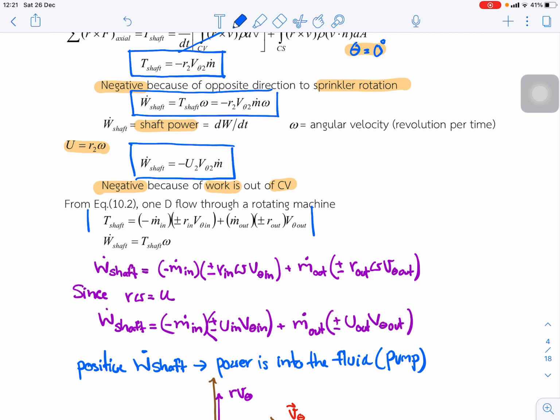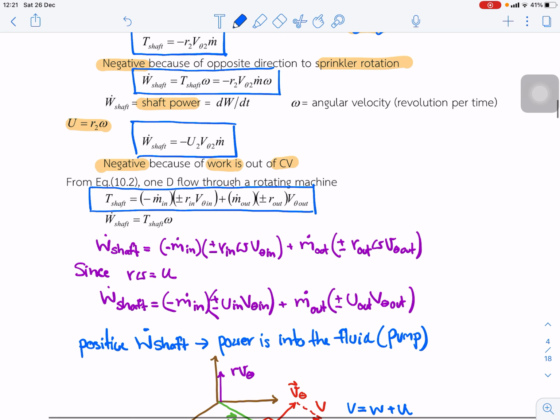And finally, we get this term from the transport theorem in the case where we have inflow and outflow. If we convert this term to work, we get the next term, and from this term we get the work, the shaft power, from this sprinkler. And since we have v theta equal to u, we get another equation for the shaft power.